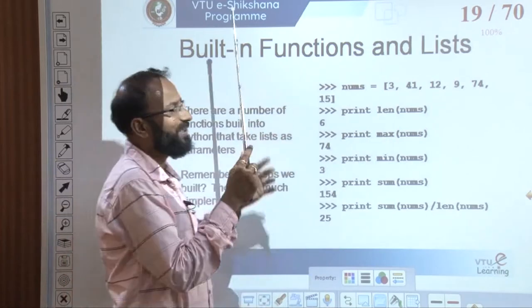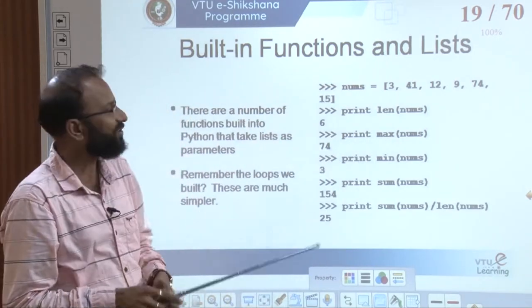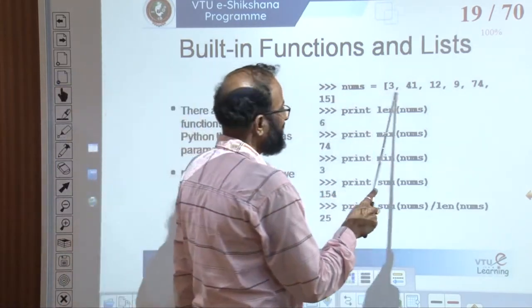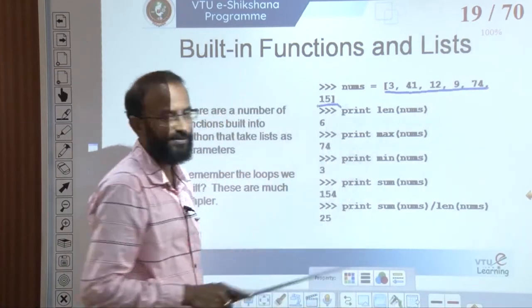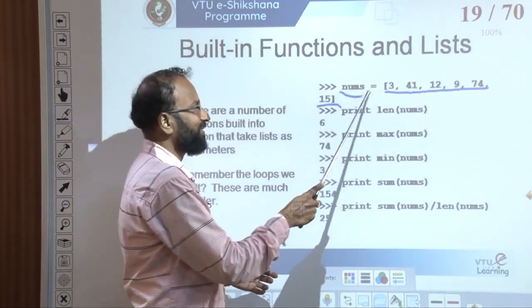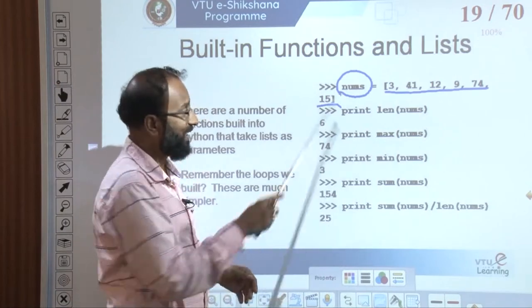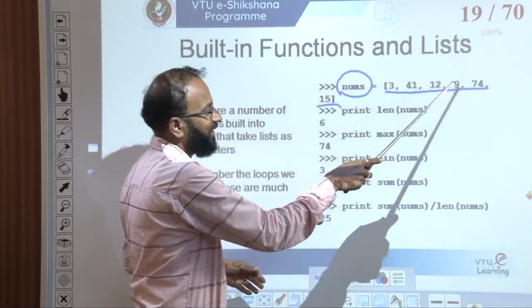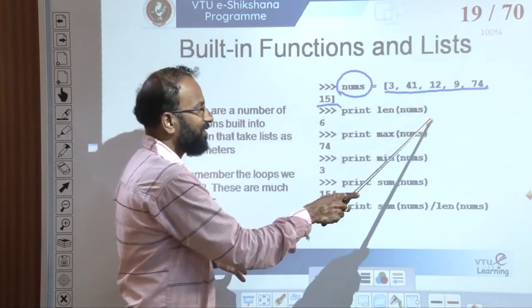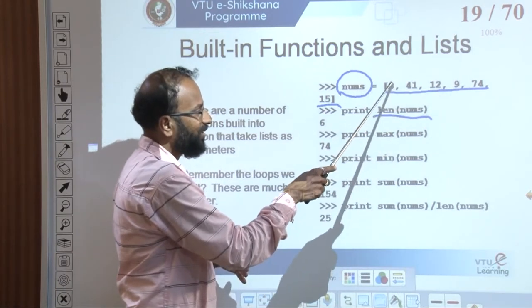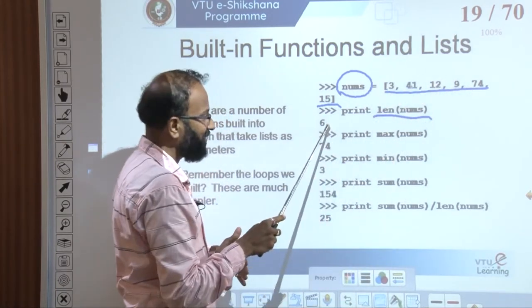But we do have built-in functions that are available, right? So now, if you look at, I have a list with these numbers, where my list name is nums. So now, I can print nums, which will tell me 3, 41, 12, 9 and 74. I can also call the function len. I get 1, 2, 3, 4, 5, 6, 6 elements are there.